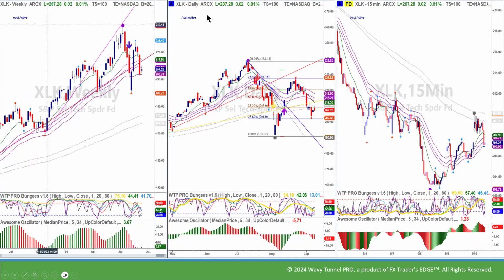So this is XLK, the technology. Now, looking at the weekly, we have the purple dot, we came down, and we had a strong move up. When we came down, we get the red dot. This is where we get the gray dot on the daily chart. Now, I ran the Fibonacci from this high to this low to show us that we actually went up to the 76.4 level, and we backed off from there.